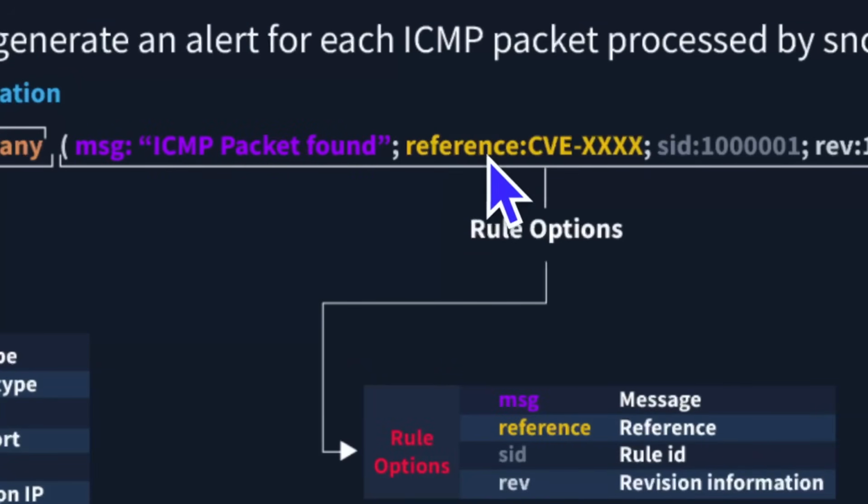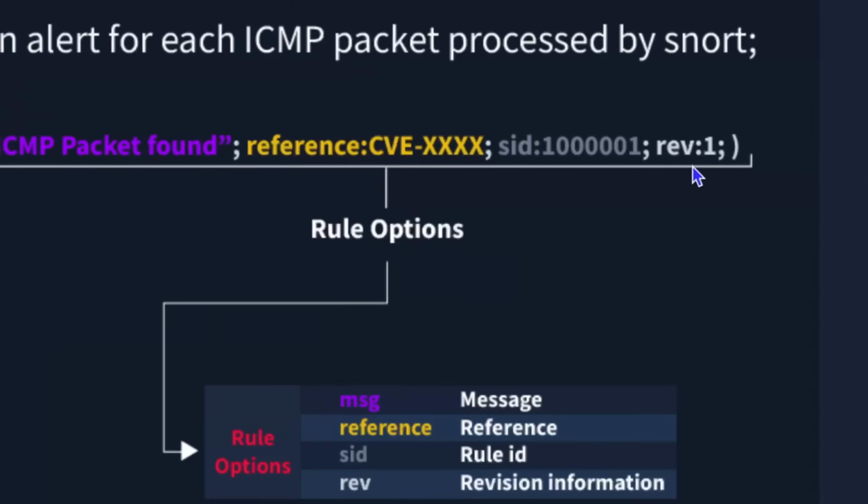This is the reference for it. So you can actually put a reference CVE ID if you want to. This is not mandatory. You do need to put an SID, which is the alert itself, and then the revision number. So the alert has to be unique. The ID itself has to be unique. You can't have multiple rules for one ID. For each rule, you need to have its own ID.